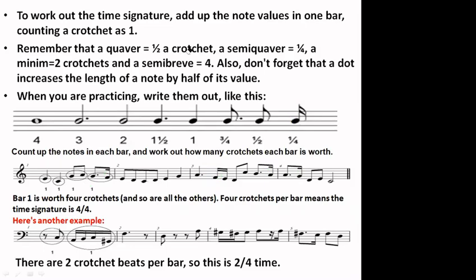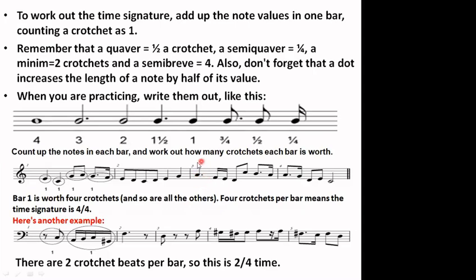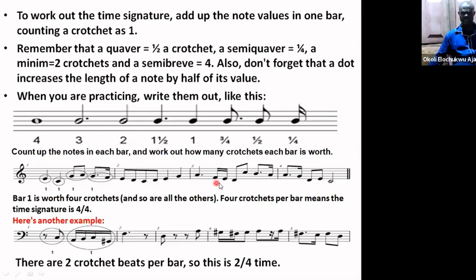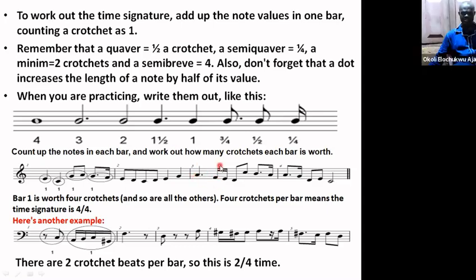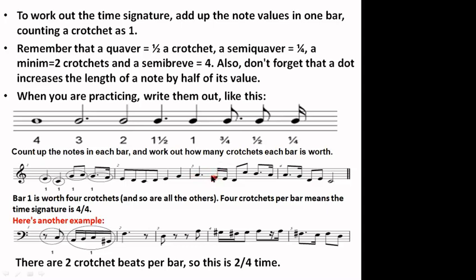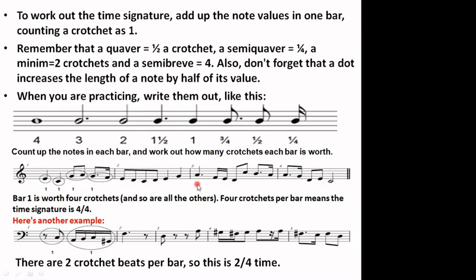I want us to count this again. This is the dotted crotchet. So this dotted crotchet plus a semiquaver is how many beats now? Let's do it again. How many beats? A dotted crotchet is how many beats? That is 1.5 beats.